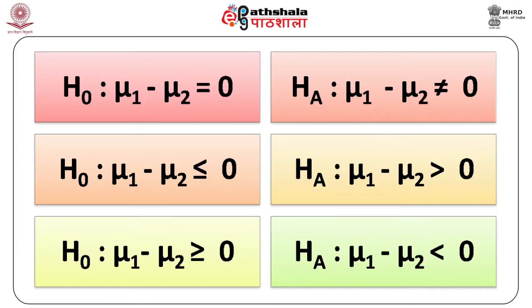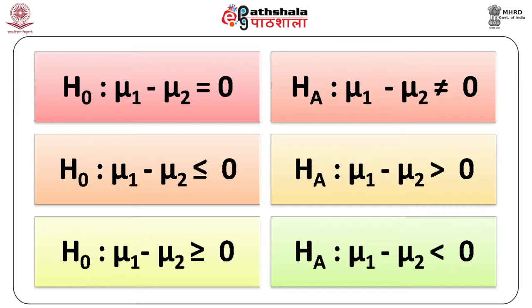Depending upon the type of hypothesis, that is directional or non-directional, the following forms of hypothesis can be used. In the equations, mu1 refers to the pretest or time 1 population from which the study sample was drawn, and mu2 is the post-test or time 2 population. So, the null hypothesis can be mu1 minus mu2 equals 0.